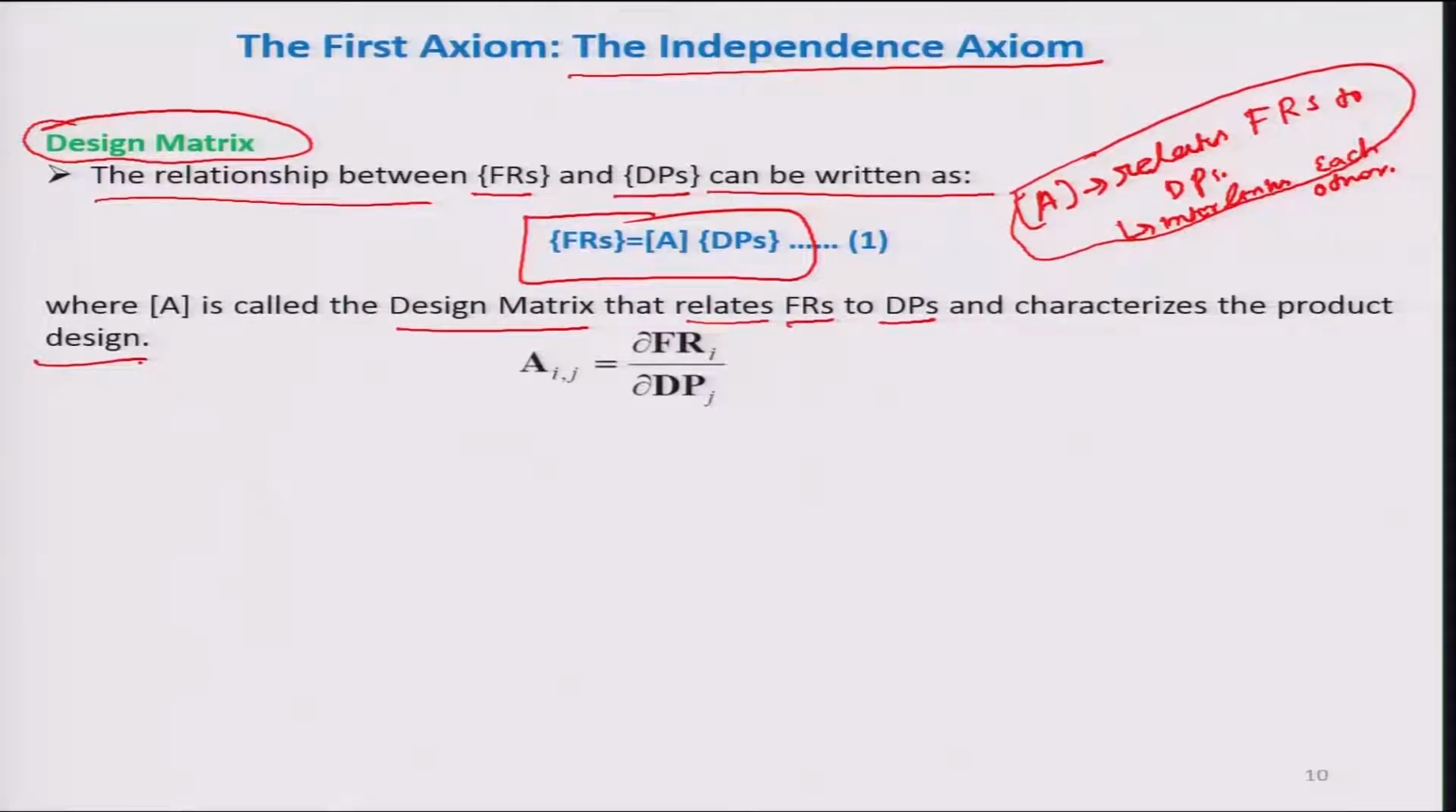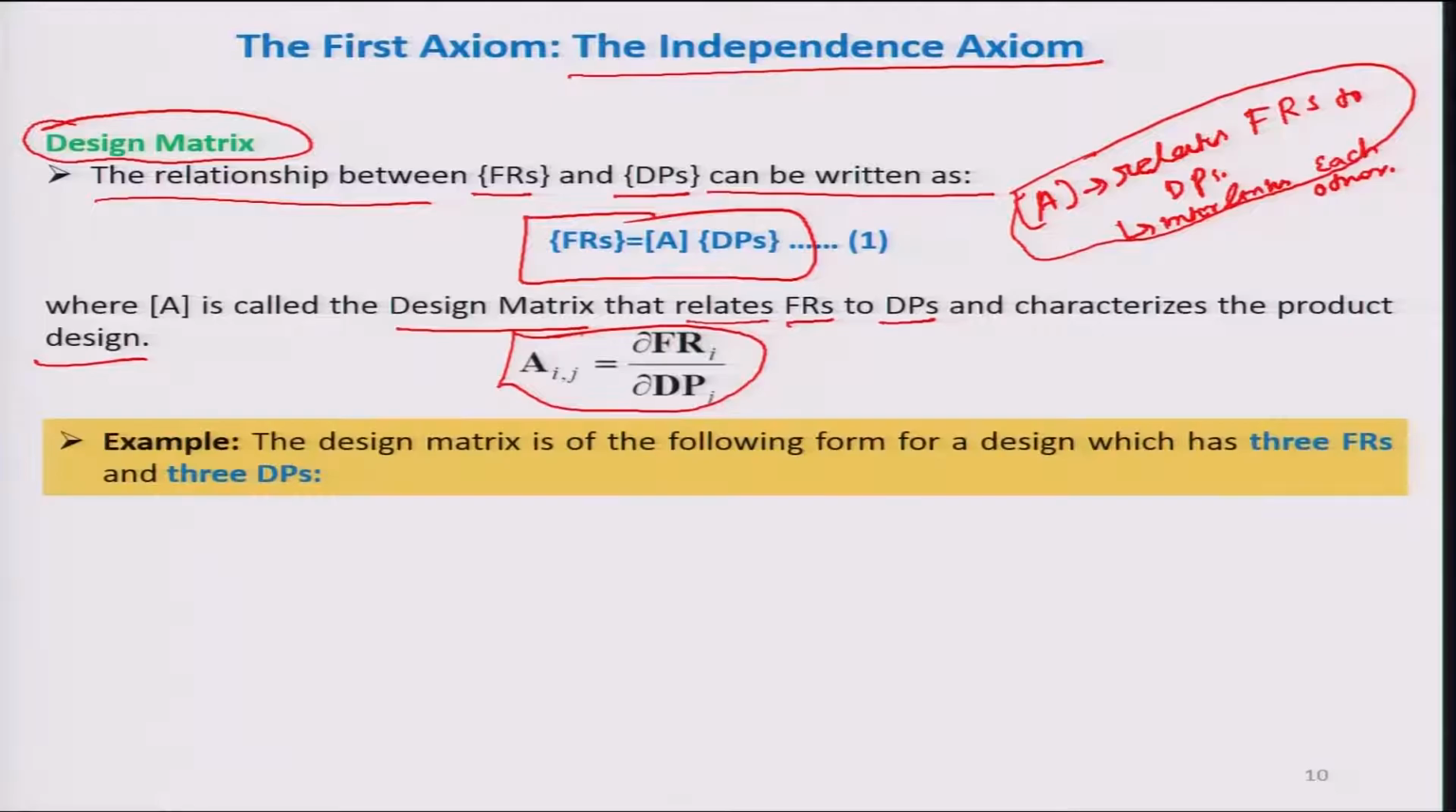In another form, you can write it in a ratio term, that is the differential of the functional requirement divided by the partial differentiation of the designing parameters. Here I will take an example of how you will write a design matrix for your particular problem. Here the design matrix is of the following form. Suppose that we are given a design which has 3 functional requirements and 3 designing parameters.